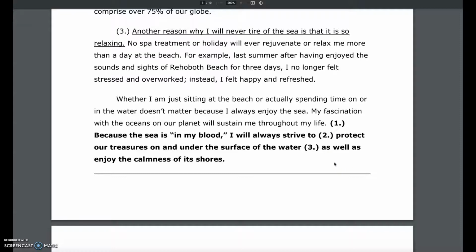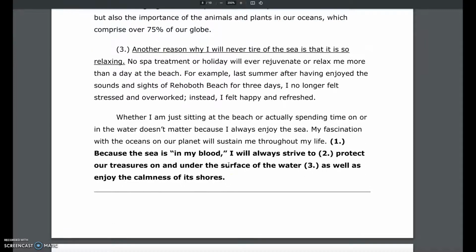So we see that in this concluding paragraph, we have a restatement of the thesis. That's the sentence that is bolded here. You see how it provides, in the same order, the main topics of the body paragraphs. It's in my blood. The next one, we need to protect and treasure what's under the surface. And then finally, it has a calming effect, or relaxing effect, on the author.